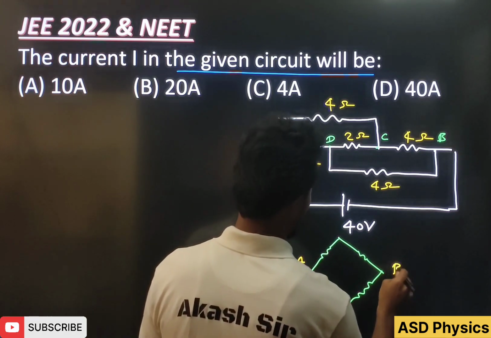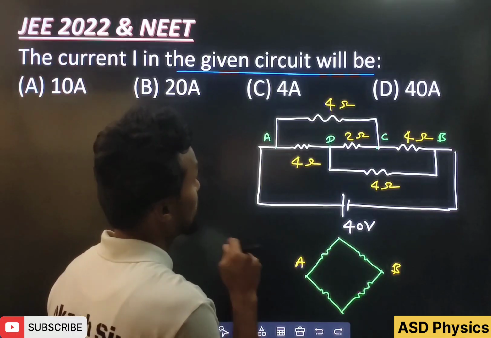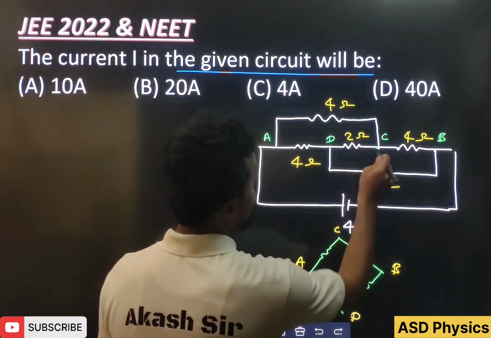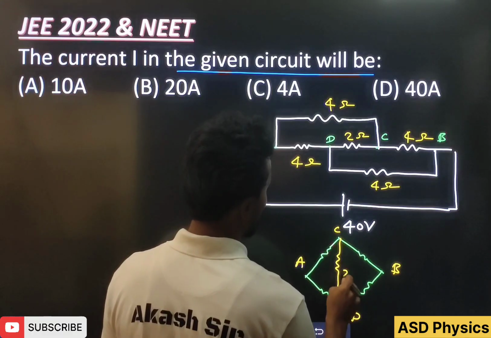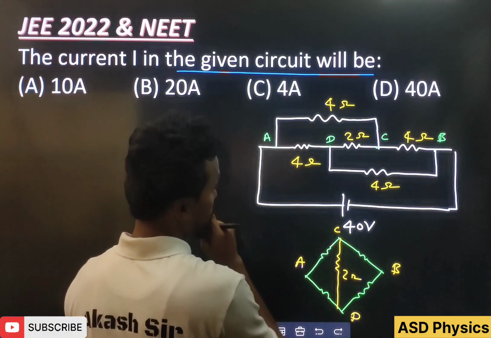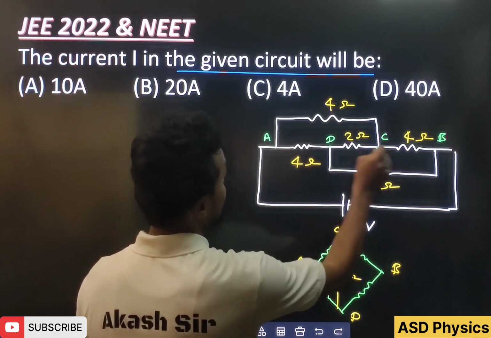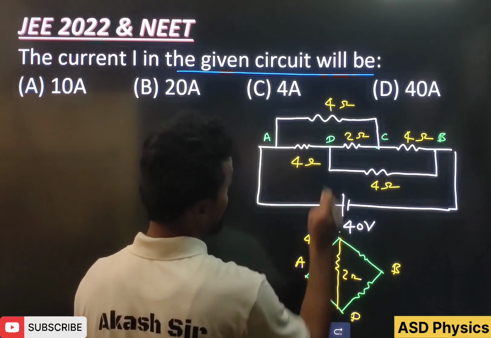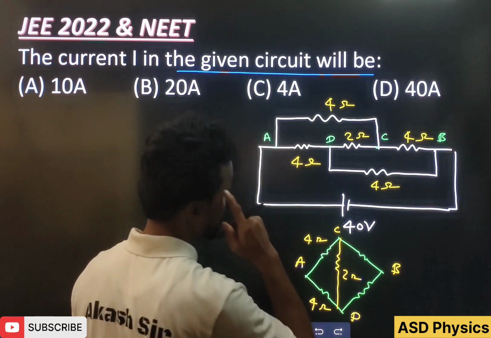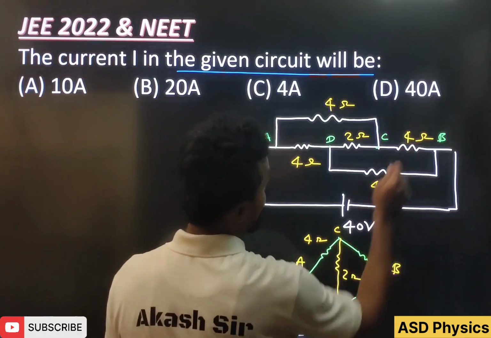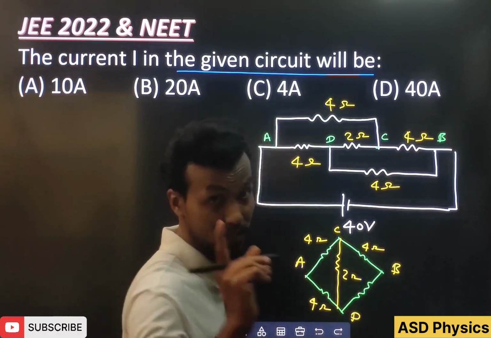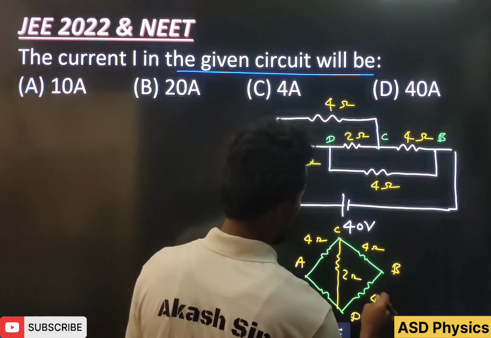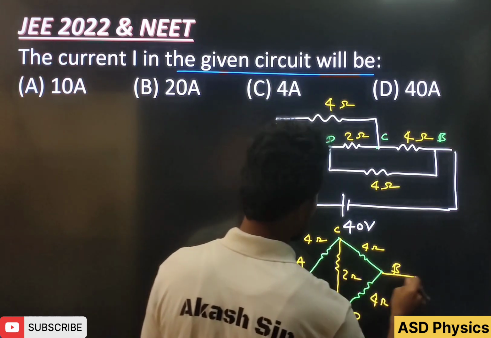This is A, this is B, and let's take here, this is C and this is D. This 2 ohm is connected between C and D. This 4 ohm is connected between A and C, so here 4 ohm. Again this 4 ohm is connected between A and D, so here also 4 ohm. This 4 ohm is connected between C and B, and this 4 ohm is connected between D and B. Now you can see very well, students, this is also a Wheatstone Bridge.